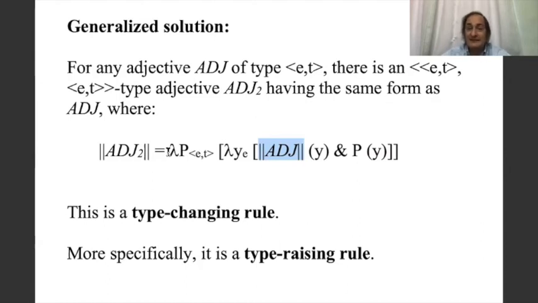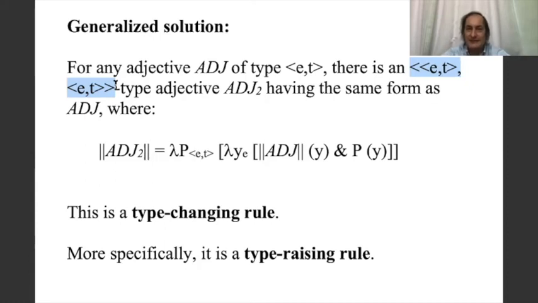We can think of this as a type changing rule. It takes one adjective, which was of type et, and essentially changes it into another adjective of type et. It actually creates a new adjective of that type, but it's as if it's changed the type of the adjective. And so this kind of rule is called a type changing rule.